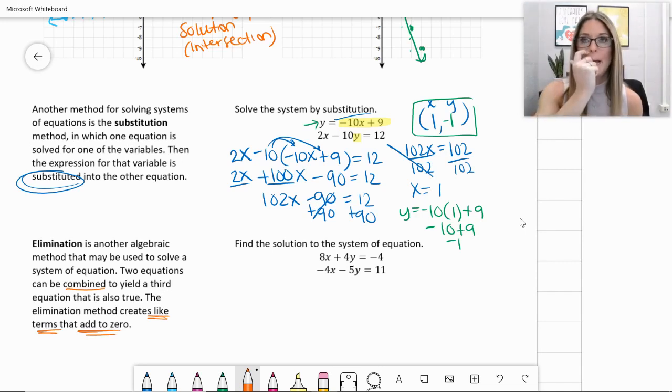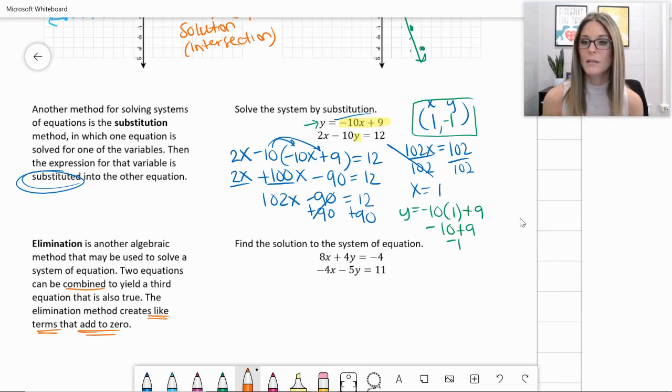Elimination method. In elimination, we are going to eliminate one of our variables by manipulating our equations so we get like terms. Then I'm going to add straight down. Maybe you remember that from 8th grade, adding straight down, and where they're like terms, they have opposite signs that make 0. So look at our system, our example to the right.